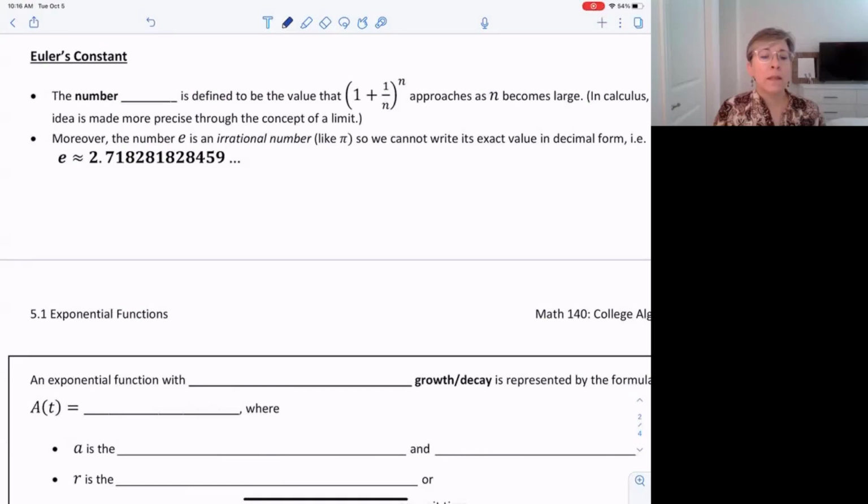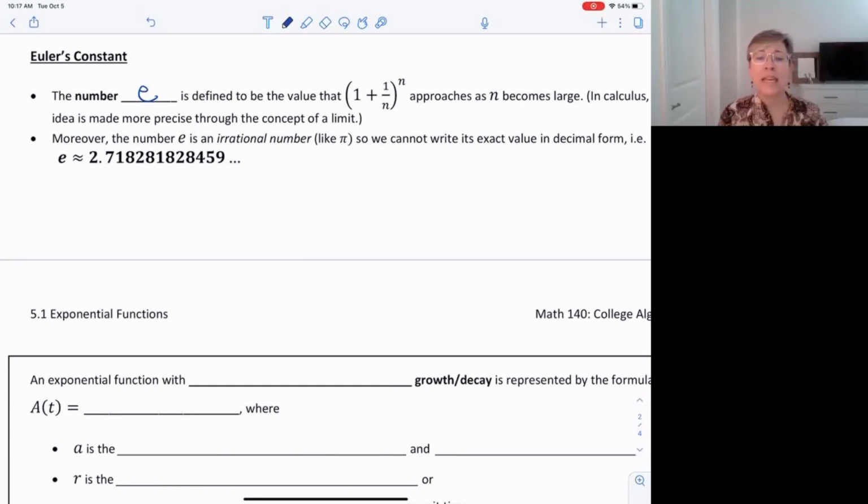Now, there are other types of exponential functions that carry a different base. And let's talk about that base first. It's called Euler's constant. I know it looks like Euler's, but it's pronounced Euler's. And it is represented by the number e. That e is defined to be the value where the quantity 1 plus 1 over n is taken to the nth power, as n becomes really, really large, approaching infinity. In calculus, we get this idea a little bit more precise through the concept of limits. So you guys will hit this later.